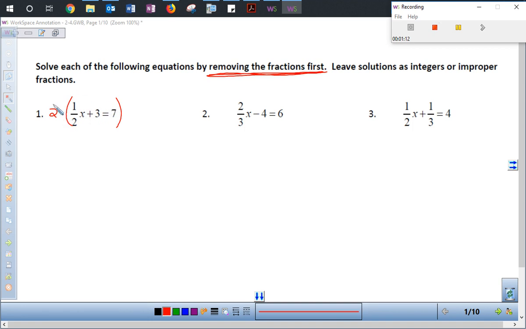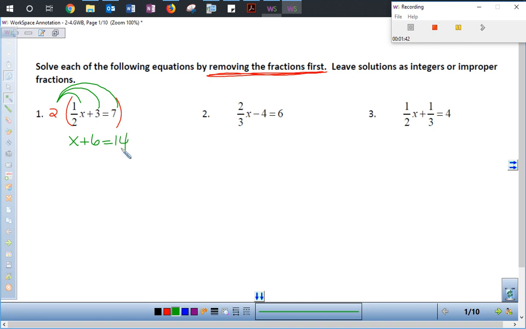So I'm going to start with 2 times 1/2 x. Now 2 times 1/2 is 1, so I'm going to be left with 1x, or just x. Then I'm going to take this 2 and multiply it by my second term, which is 3. So 2 times 3 is 6. Then I'm going to take this 2 and multiply it by my third term, which is 7. 2 times 7 equals 14.